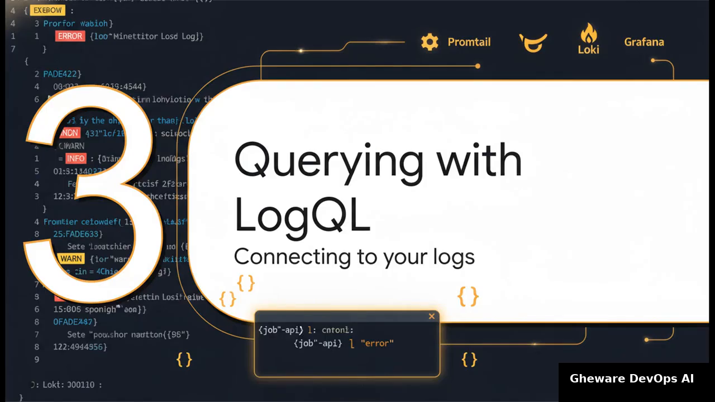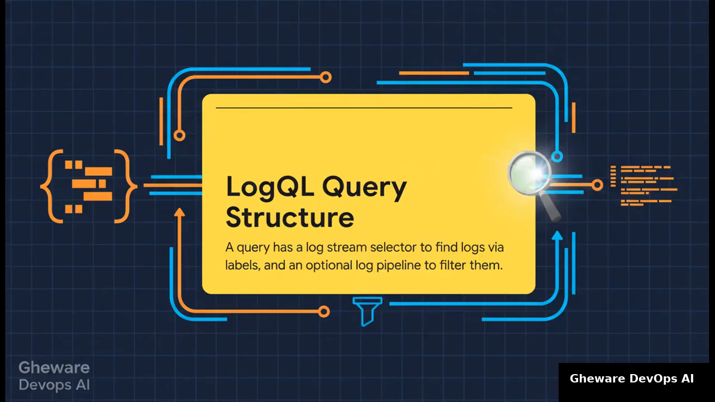Okay, now for the really fun part. We've got our logs in Loki. How do we actually find anything? Let's get our hands dirty with LogQL, Loki's awesome query language. Every LogQL query basically has two parts. First up, you've got the log stream selector, the part in the curly braces. This is where you use your labels to instantly narrow down the millions of log lines to just the ones you care about.